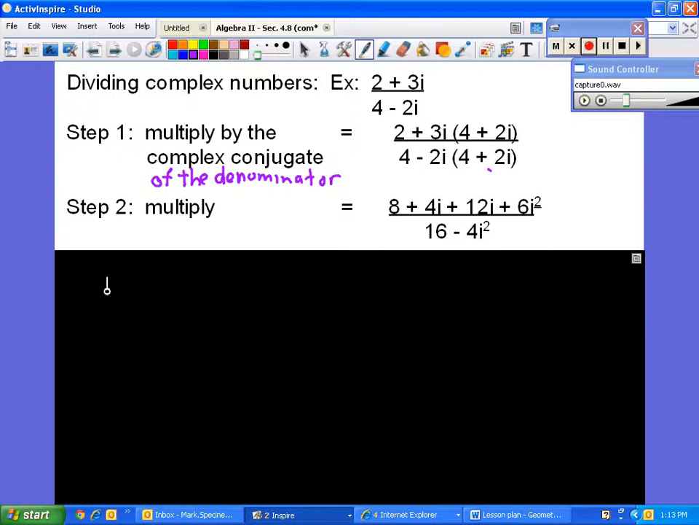2 times 4 is 8. 2 times 2i is 4i. 3i times 4 is 12i. 3i times 2i is 6i squared.